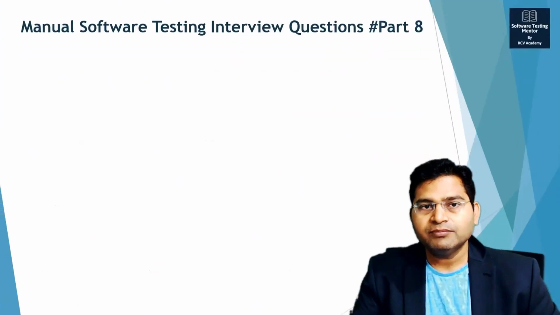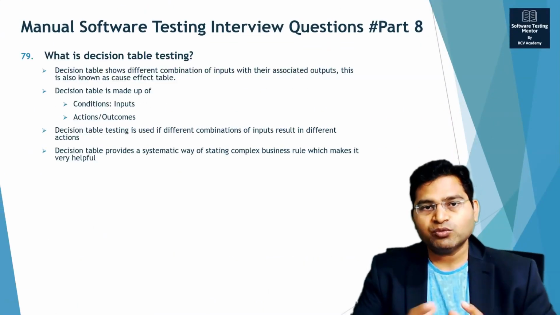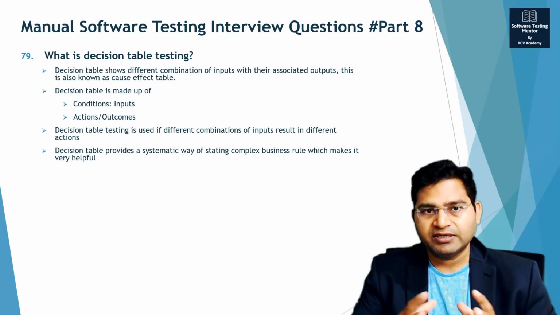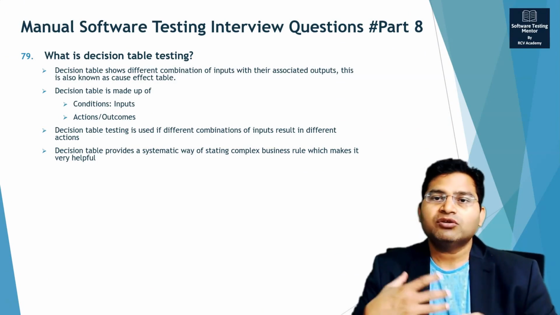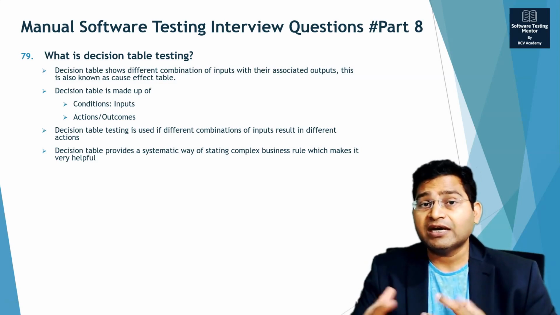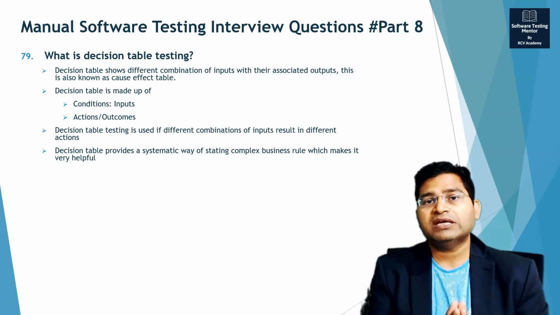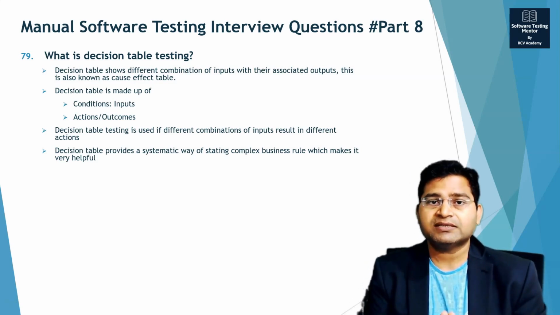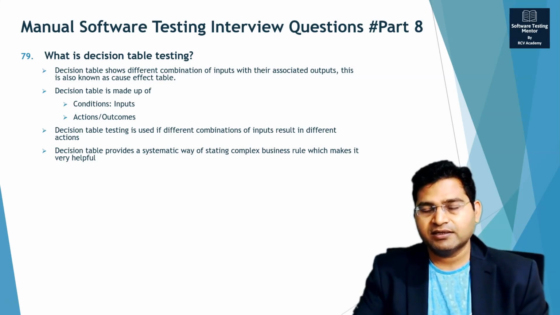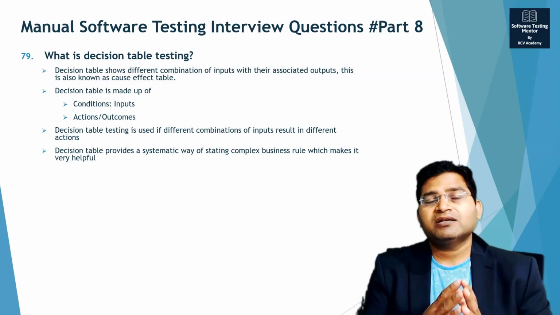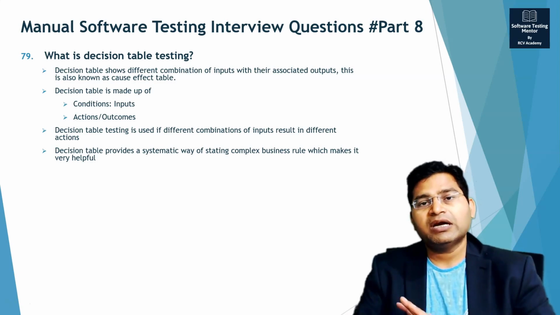Now moving on to the next question, which is the 79th question. What is decision table testing? So decision table testing shows different combinations of input with their associated output, right? And this is also known as cause effect table. So if somebody says, can you explain what is cause effect table or decision table testing? The decision table and cause effect table are the same thing.